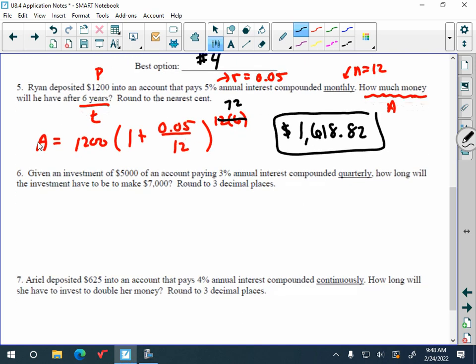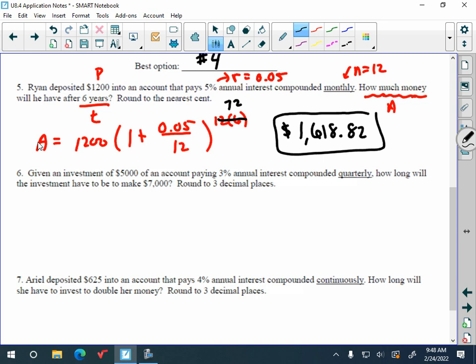All right, number 6. Given an investment of $5,000 in an account paying 3% annual interest compounded quarterly, so compound interest again. How long will the investment have to be to make $7,000?